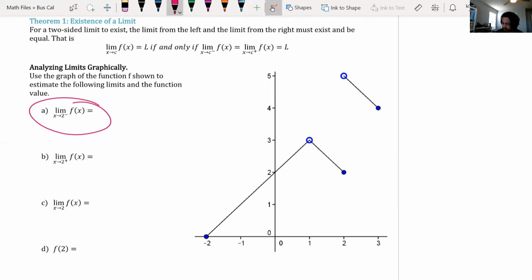So what we have to do is reference the graph on the right. And let's go ahead and find the number we are approaching. We are approaching this 2 from the left side. So what it's saying is as we approach 2 from the left, what value is y getting closer and closer to? And what value is that?